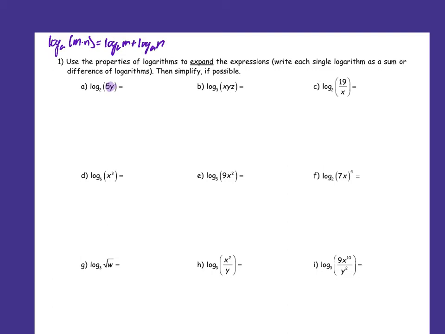This one? Okay, what happened? Okay. Interesting, exciting. Here we go. So this will become log base 2 of 5 plus log base 2 of y. And that's all there is to it. Done. That's it.